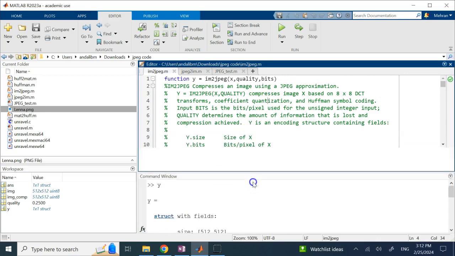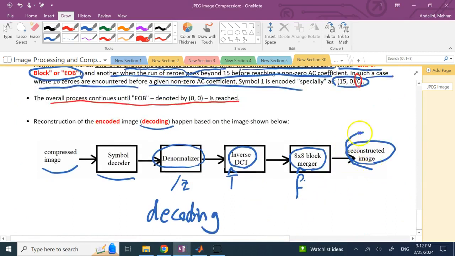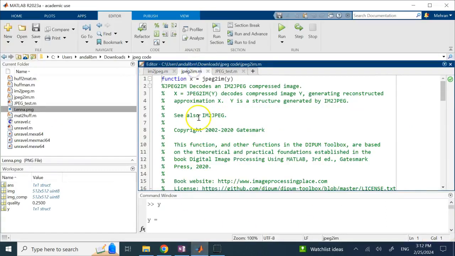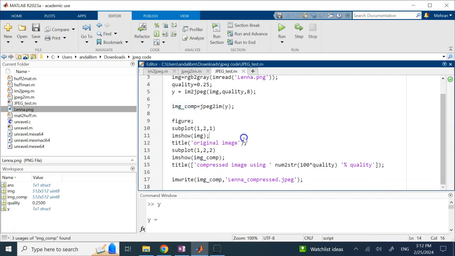So if you want the reconstructed image, the final image F hat, the reconstructed, compressed one, you have to use the other function, JPEG to image. Here I'm going to apply the JPEG decompression, right? It decodes the compressed image Y, generating the reconstruction approximated X. So I get that Y, I pass it to JPEG to image, I get the image compressed, and I also show you the compressed image.